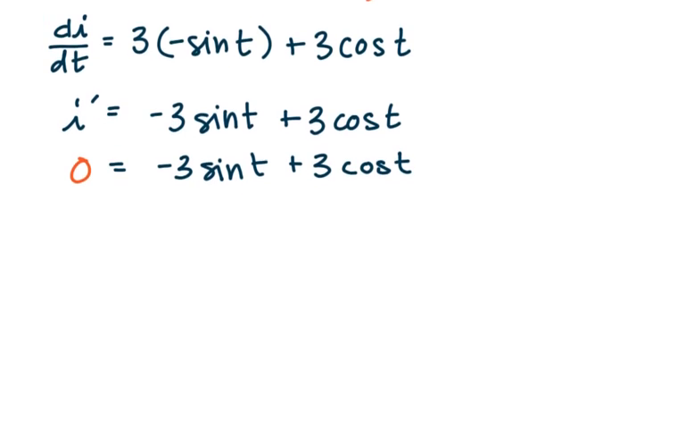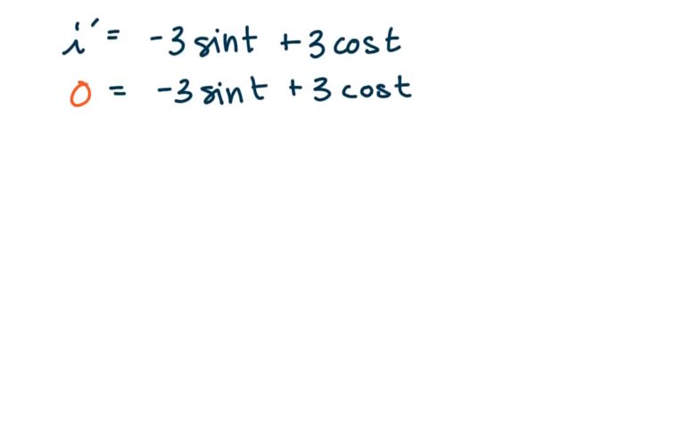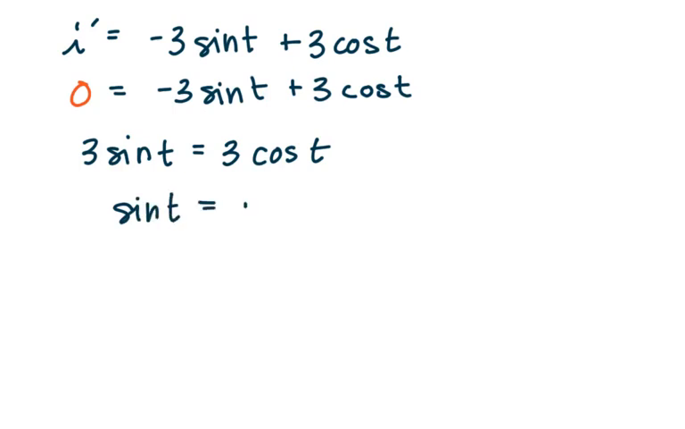So in order to solve this, I'm going to move that negative 3 sine t over. I've got positive 3 sine t equals 3 cosine t. Divide by 3 on both sides. I've got sine t equals cosine t. And so where are sine and cosine equal? That would be at t equals pi over 4 radians, or 45 degrees.